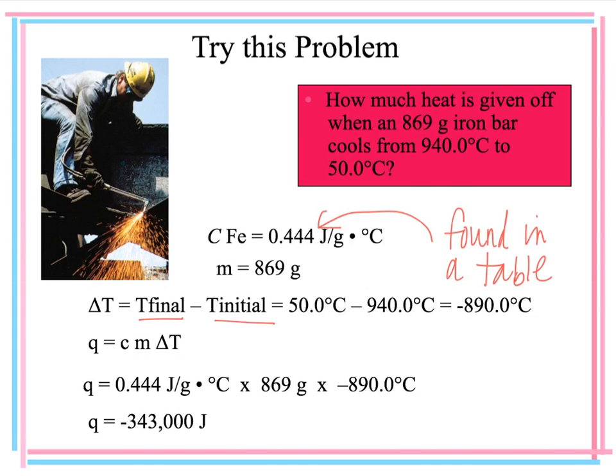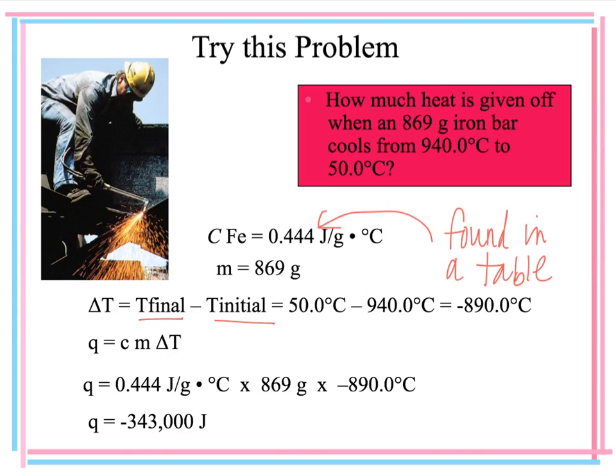So this problem says, how much heat is given off when an 869 gram iron bar cools from 940 degrees Celsius to 50 degrees Celsius? Before I even work the problem, I want to look at a clue word to know whether my Q value should be positive or negative. The fact that it says heat is given off means heat is going to be released. So I should expect a negative number.